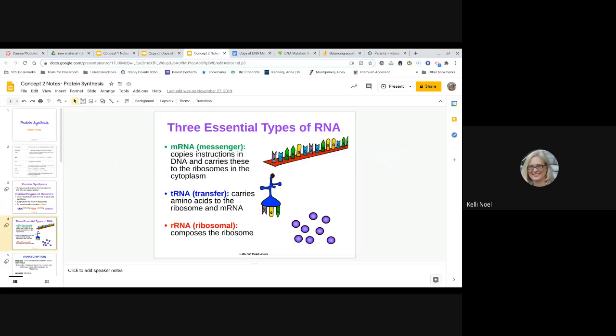Remember, RNA is single-stranded and contains ribose sugar. It will not contain thymine, the T base. It will contain the U base.